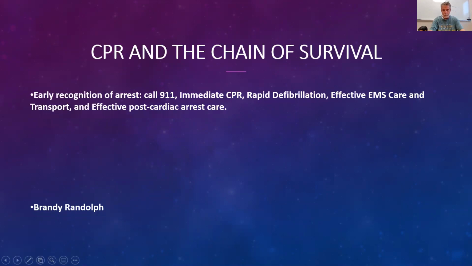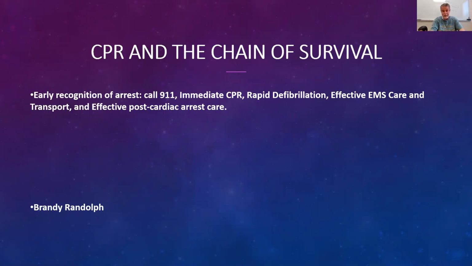As we get a little further into this, it is important to recognize the chain of survival. And the chain of survival has 5 key aspects. The first is the early recognition of an event. This is even something included in first aid. If that person just doesn't look okay or they're not responsive, immediately call 911. Then we'll make our assessment to find out if the patient's breathing. And if they're not, we're going to immediately start CPR.